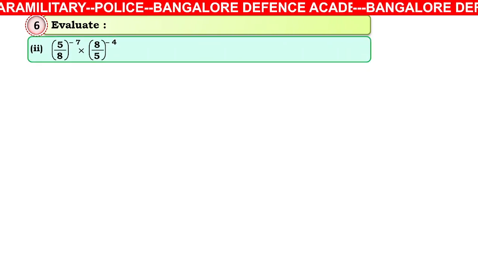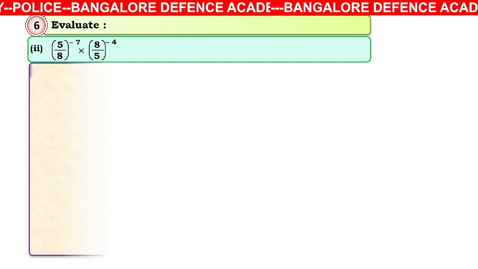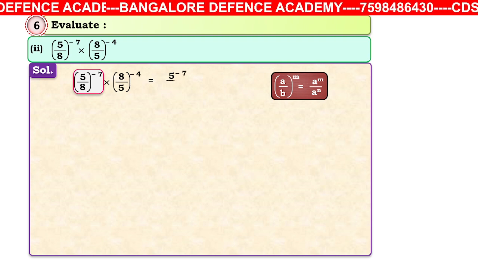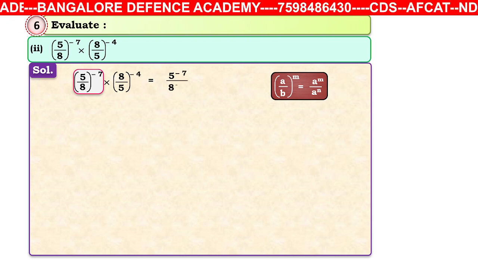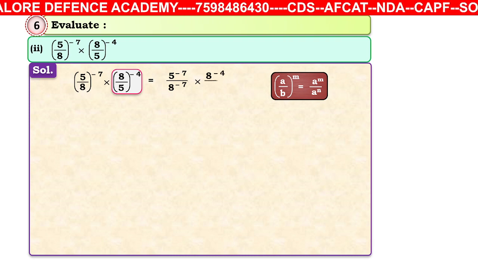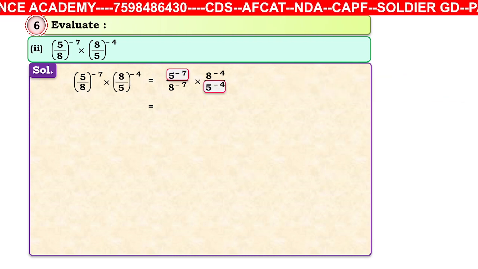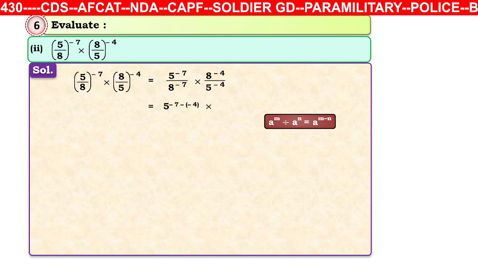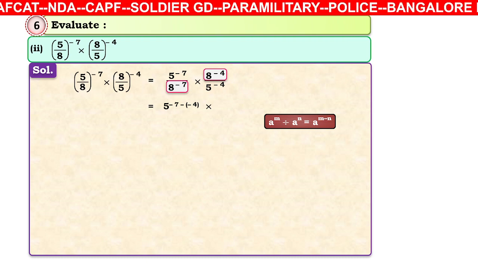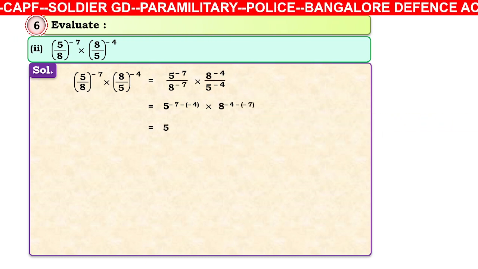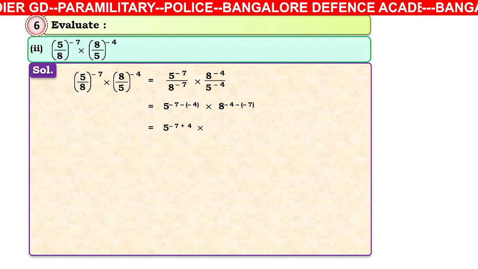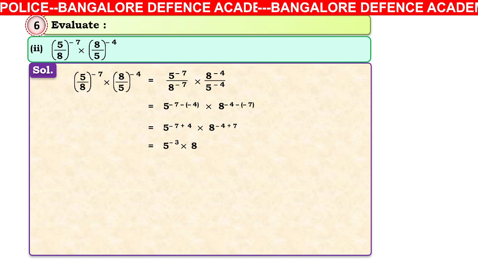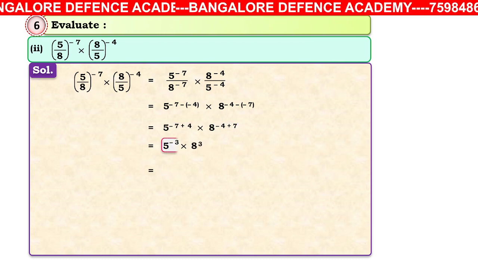Next, 5 by 8 to the power of minus 7 into 8 by 5 to the power of minus 4. So first I'll just try to take the reciprocals. Or, the bases are same on numerator and denominator, so I can do it that way also. If I do it like this, taking the base in the division form, I will subtract the powers: 5 to the power of minus 7 minus of minus 4, into 8 to the power of minus 4 minus of minus 7. So this becomes 5 to the power of minus 7 plus 4 into 8 to the power of minus 4 plus 7. So the answer is 5 to the power of minus 3 into 8 to the power of 3. Okay, so this is the answer.